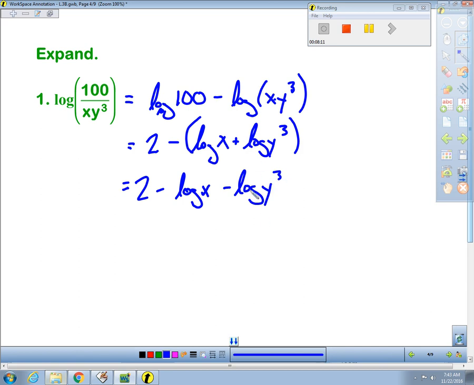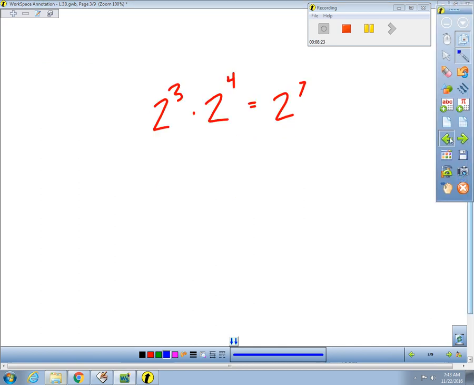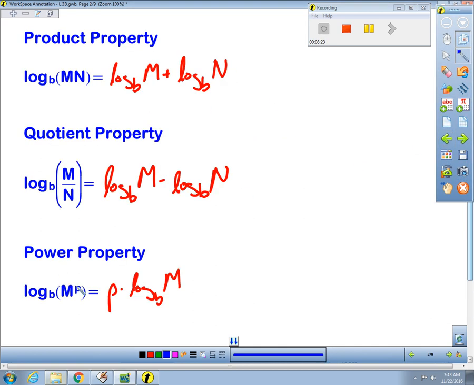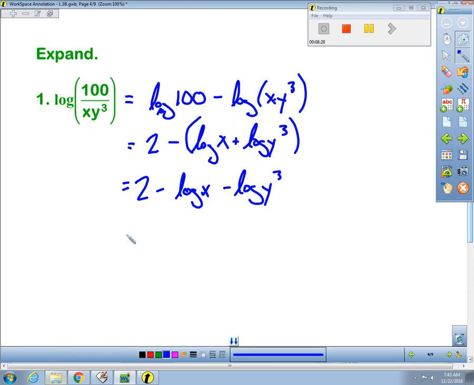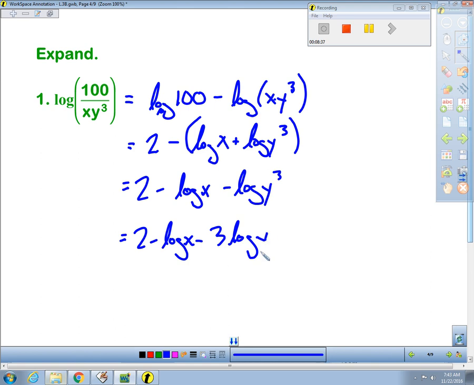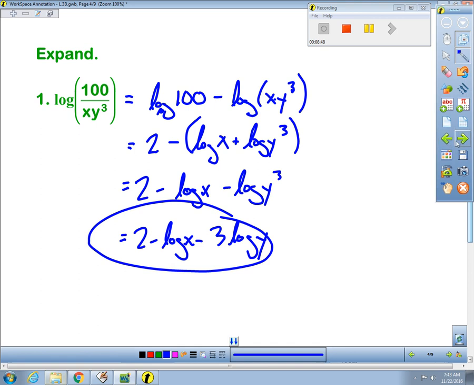I have an exponent inside a logarithm. What do I recall about that? I can take that exponent and move it to the front of the logarithm. This is 2 minus the log of x minus, bring that 3 down in front, 3 times the log of y. I have taken a single logarithm and expanded it into the sum of several logarithms. Let's try another one.